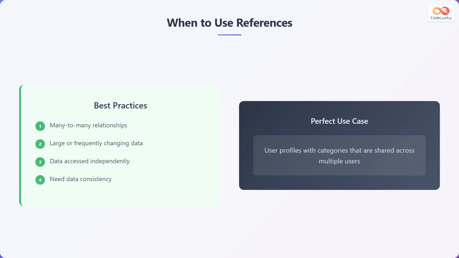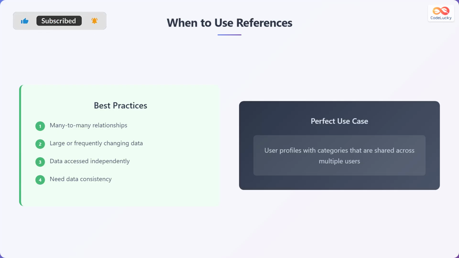Let's see when to use references. References are ideal when, number 1, there are many-to-many relationships. When multiple documents can be related to multiple other documents, references provide a flexible way to manage these relationships. Number 2, there's large or frequently changing data. If the related data is large or changes frequently, references avoid duplicating this data across multiple documents.